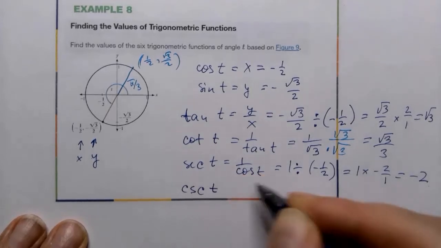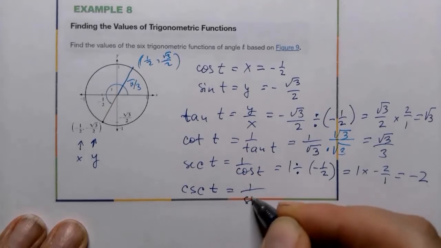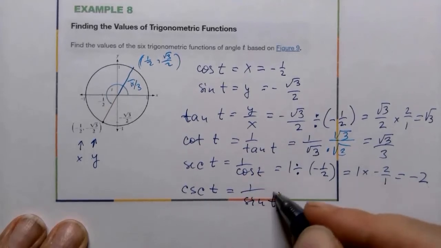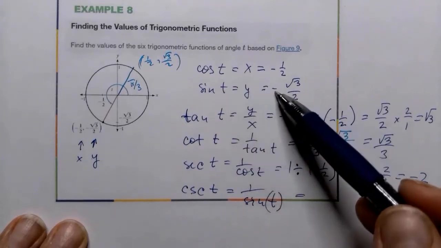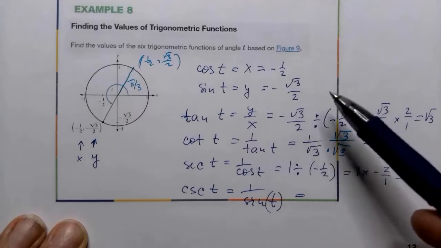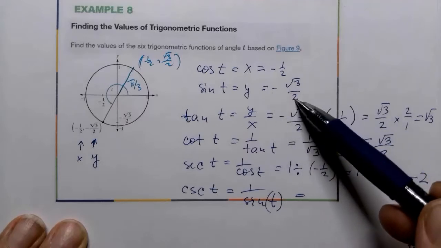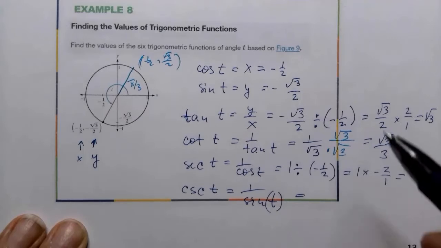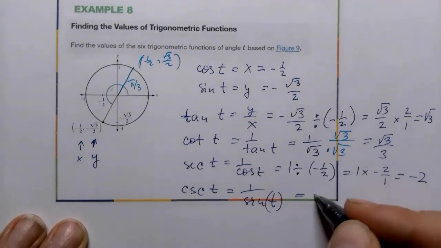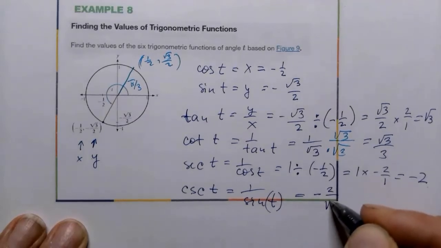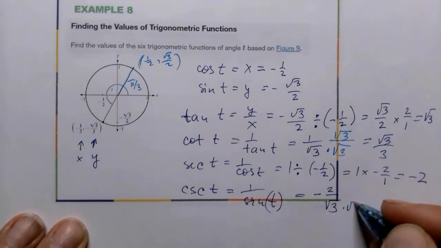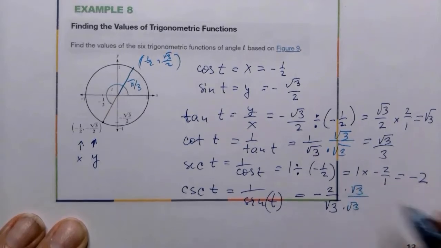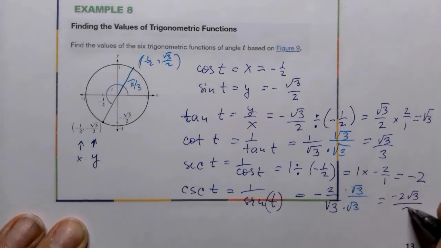And finally, cosecant of t is 1/sine t, and again, the sine t is negative root of 3/2. When we flip it, it's going to be negative 2 divided by root of 3. But we need to rationalize the denominator. That's the final step. And we're getting negative 2 roots of 3/3.